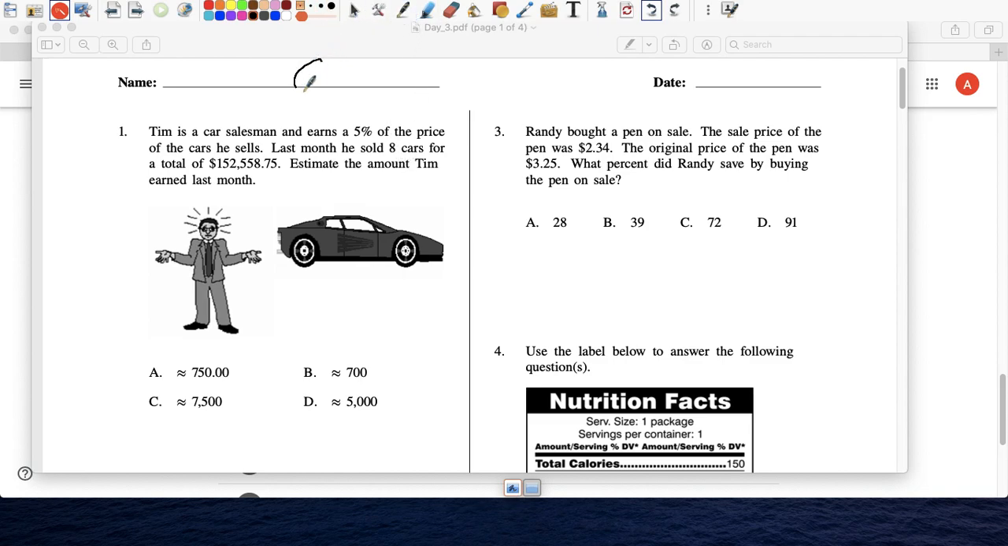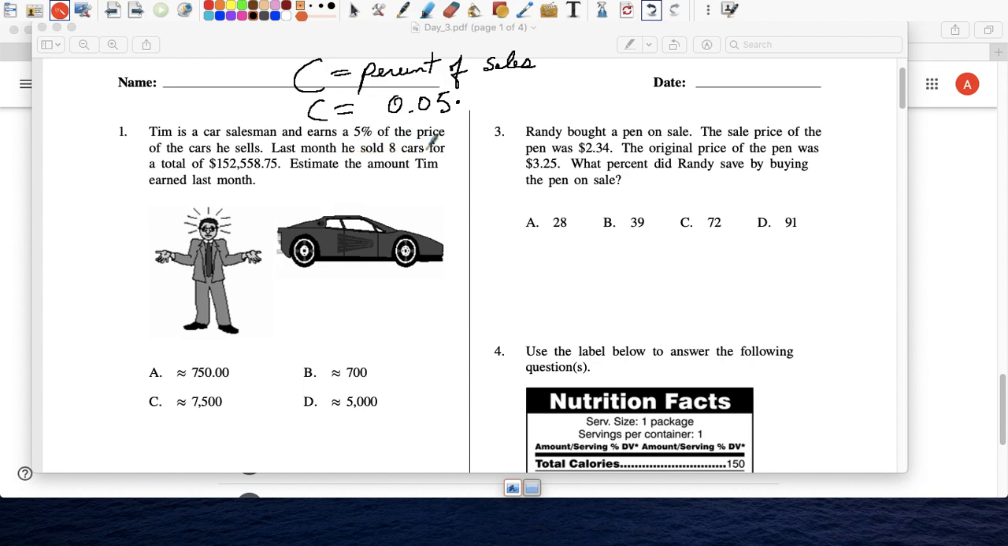So commission is a percent, right, of the sales. That's what he's making. He's taking a percent, a part of the sales, right? A certain percentage. So the commission that he takes home is the percent, which is 5% or 0.05, times his sales. Well, what was his sales?